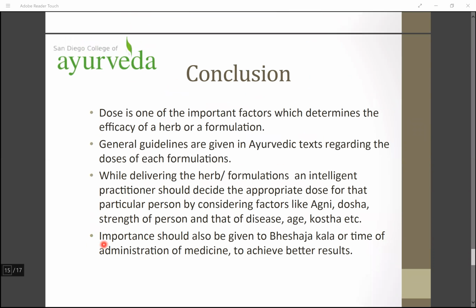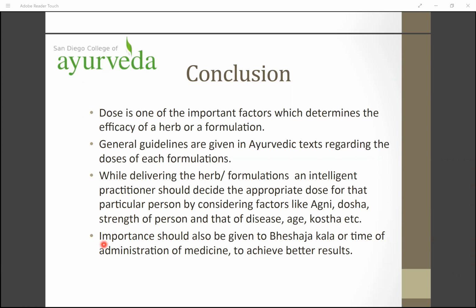So based on all these factors that we've talked about, you can decide what dosage of medicine you would give a person. You can decide the dosage based on the agni, the dosha, the disease, the age, the kind of koshta. You have to understand what dose to give, and at what time you would administer it.